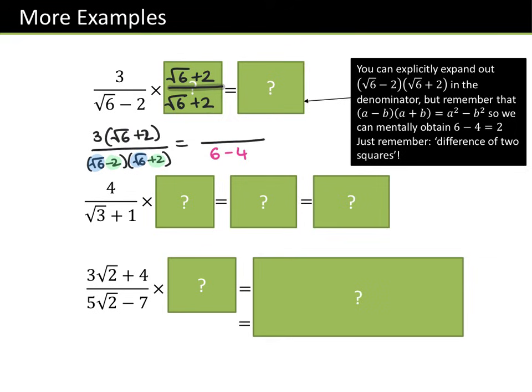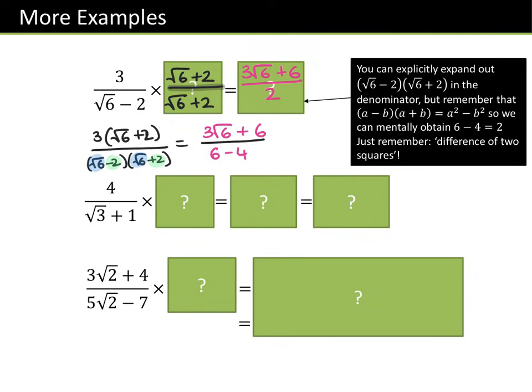Because you're going to have root 6 times root 6, which is 6, minus 2 times 2, which is minus 4. Then you're going to have minus 2 times root 6 is minus 2 root 6. Then you're going to have 2 times positive root 6 is 2 root 6. 2 root 6 minus 2 root 6 is 0. So you never really have to do that one. If you want to do that one, you can. Then on the numerator, I'm going to get 3 root 6 plus 6. 6 minus 4 is 2, so I'm going to get 3 root 6 plus 6 all over 2.